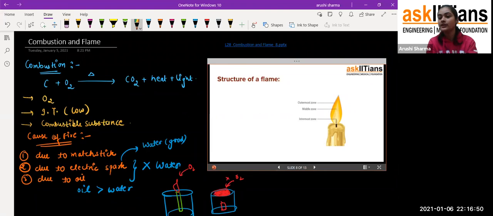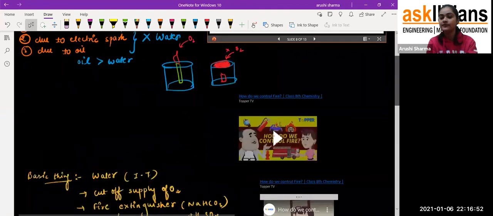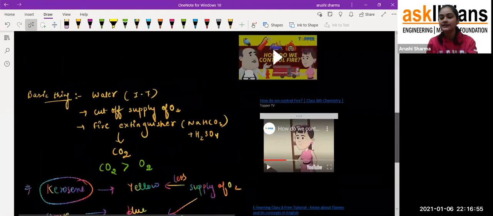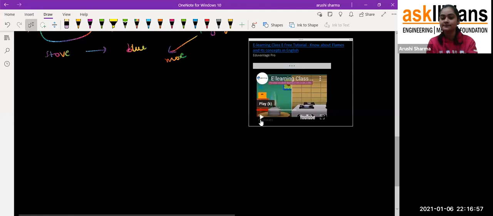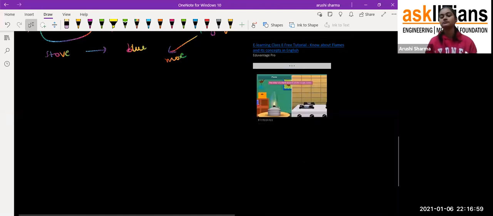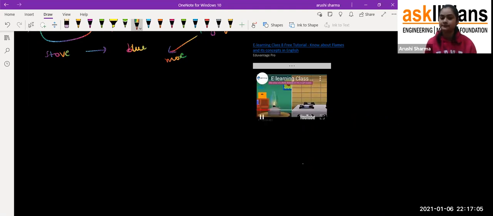Now if you want, we can go to that video and see it here also. The color of a flame depends on the oxygen supply. If the oxygen supply is less, the flame will appear yellow due to incomplete combustion of fuel. If the supply of oxygen is not proper, it will show a yellow flame.